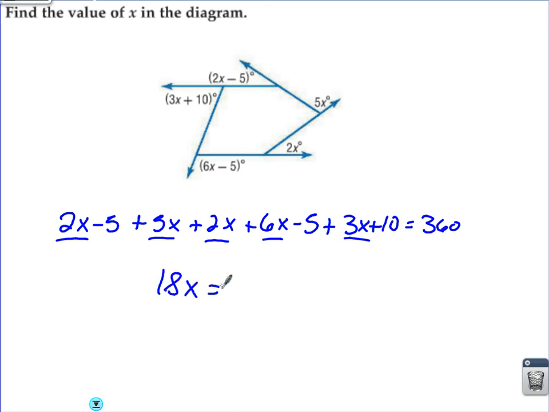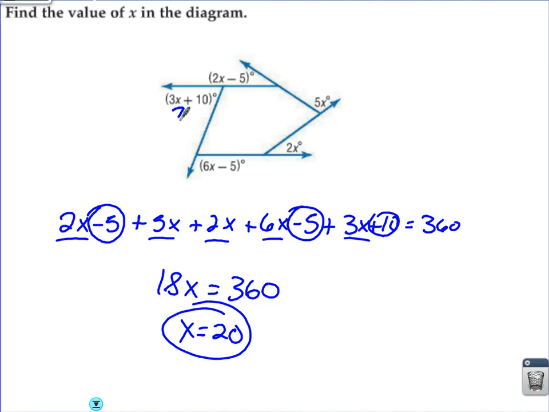18 x's is equal to, we have a minus 5, a minus 5, and a plus 10. What's minus 5 plus 10? So you're going to add 0 to the other side, or subtract if you want to. You can do it either way. You get 360. So x is 20. We plug it back in. We got 70 degrees, 35 degrees, 100 degrees, 40 degrees, and 115. And you could actually find, because they're linear pairs, the interior angles as well if you wanted to. So again, reminder, the exterior angles of any shape will always add up to 360.